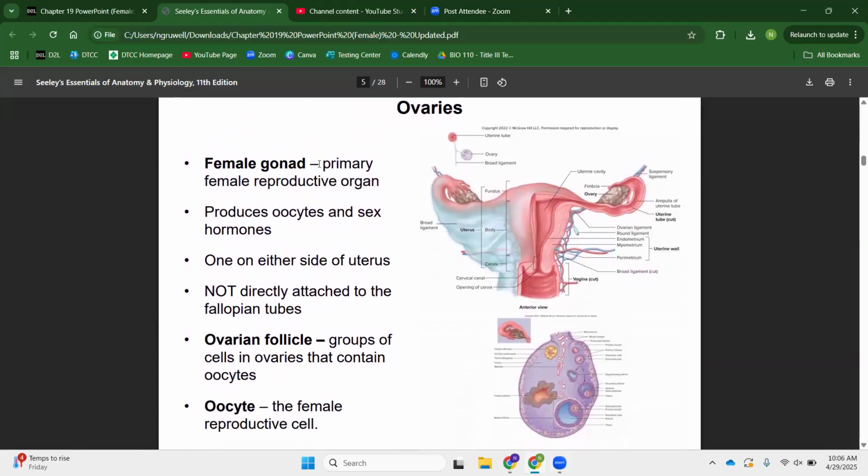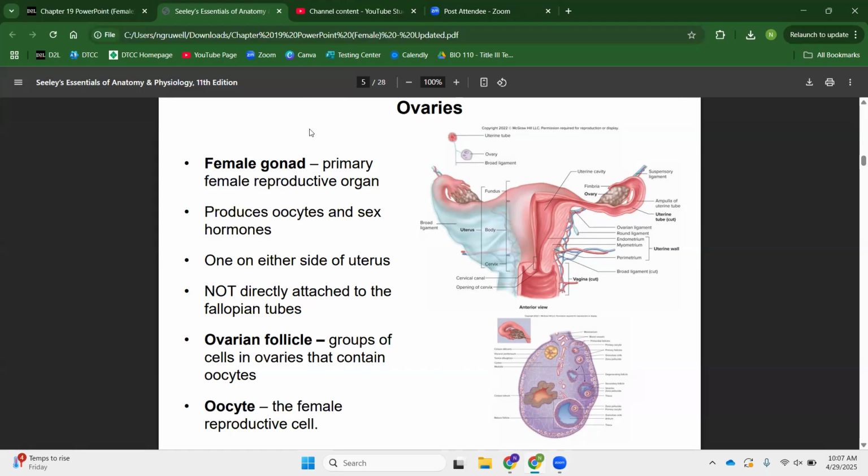So here's that word gonad again. The word gonad is going to refer to our primary reproductive organ. In the males, we had the testis or testes. In the females, we have one ovary or two ovaries. And this is one that I think students can mix up a lot, just like in the male system. So just to review again, our primary sex organ, our male gonad is going to be the testis, our primary female reproductive organ is going to be the ovary.